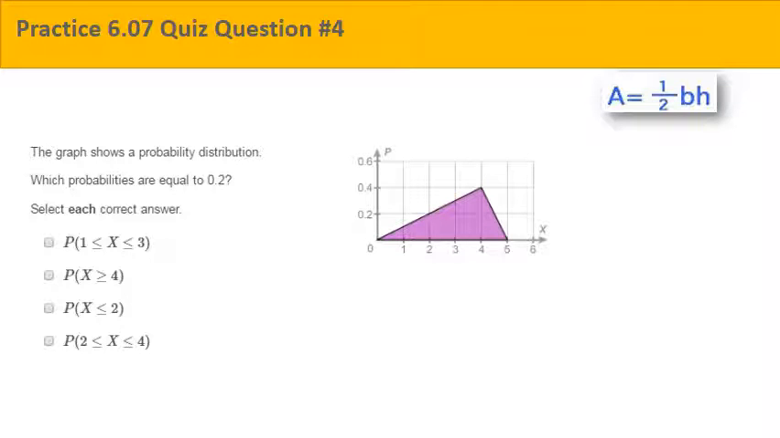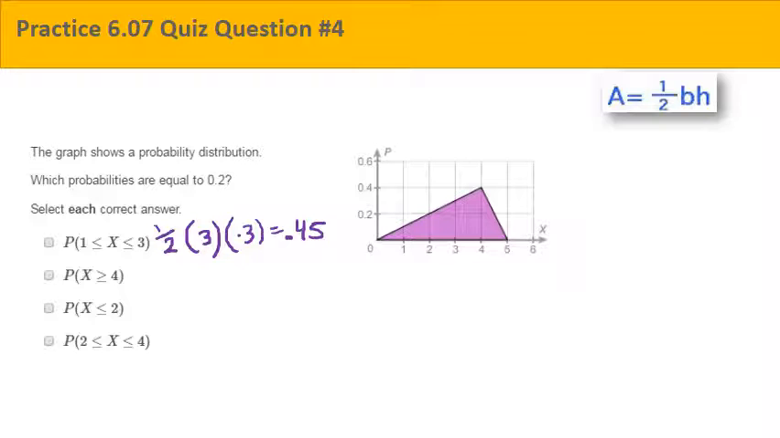All right, so on number 4, the graph shows the probability distribution, which probabilities are equal to 0.2. We're going to find each one of these. Okay, so let's look at the first one, the probability from 1 to 3. So from 1 to 3, we're going to use our formula, 1/2. So I have 1/2. The base would be 3 units, and the height looks like 0.3. So that's going to be 0.45, so it's not that one.